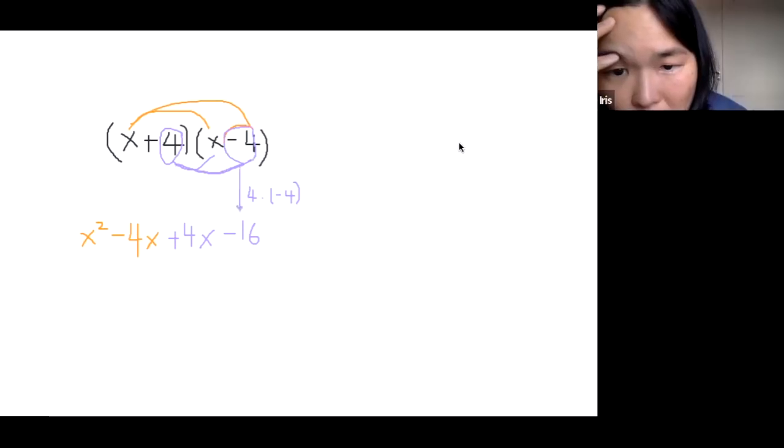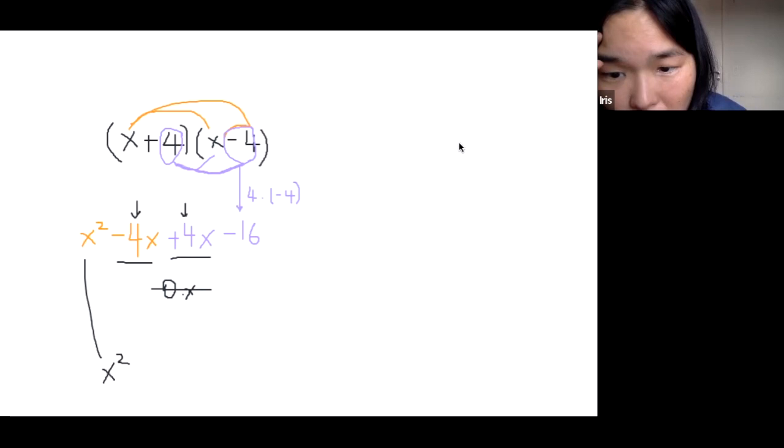Now look at these: minus 4x and plus 4x. These do get canceled out, because a negative 4 and a plus 4 multiplying x give me 0 times x. So finally, I get x squared, and then negative 16 here.